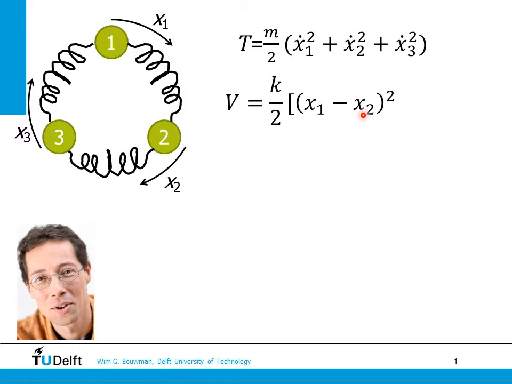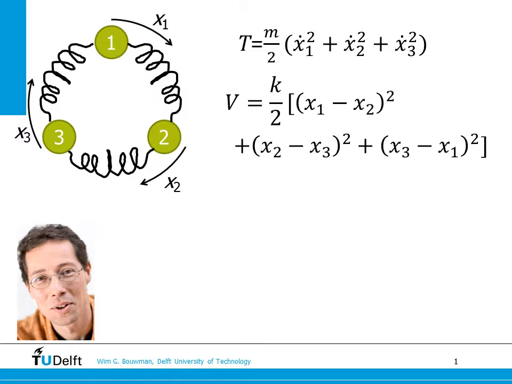So this is the distance between particle 1 and particle 2 from their rest position, and you have to do the same thing for this spring and for this spring. Then you get this very nice circular symmetry that you can all follow. And for the last term, you have it with the sign in a way reversed. So that's nice.